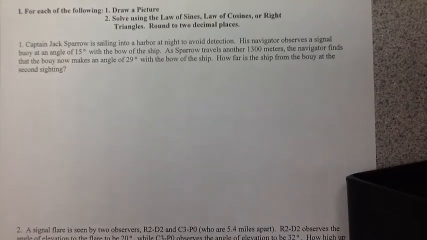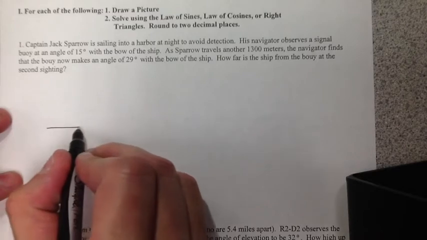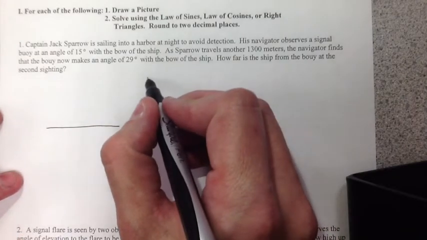Arg, me mateys! Captain Jack Sparrow is sailing into the harbor at night to avoid detection. His navigator observes a signal buoy at an angle of 15 degrees with the bow of the ship. So, Captain Jack Sparrow in his boat, he's traveling in a straight line. Now, somewhere out to the side there is a buoy.